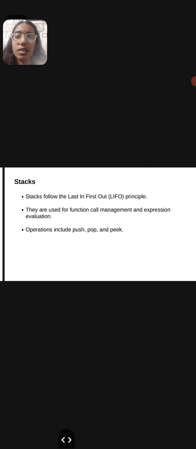Stacks. Stacks follow the last in, first out principle, that is LIFO, and the other principle is FIFO, which is first in, first out. They are used for function call management and expression evaluation. Operations include push, pop, and peek.